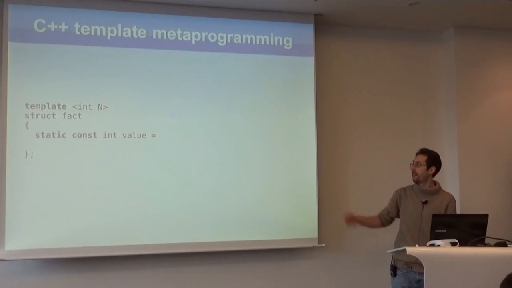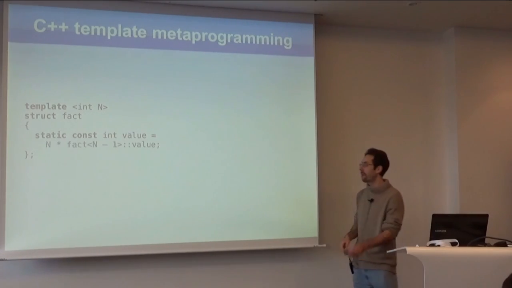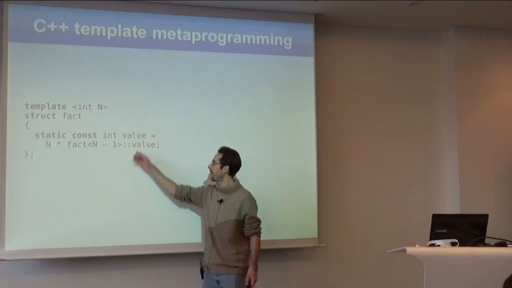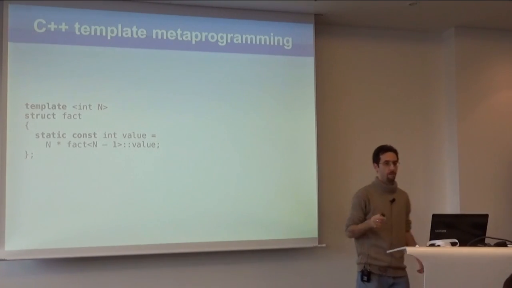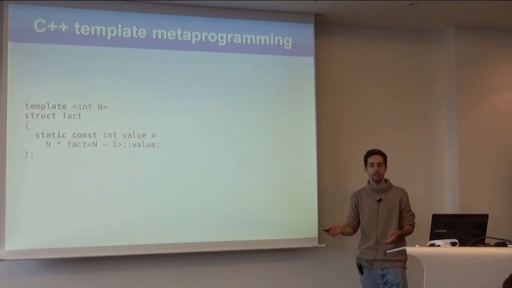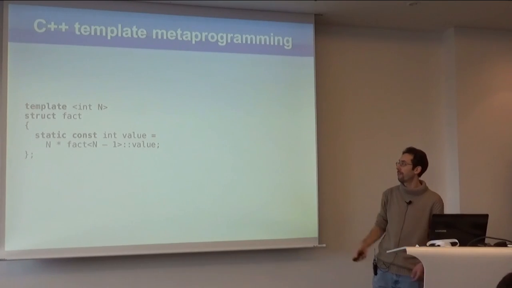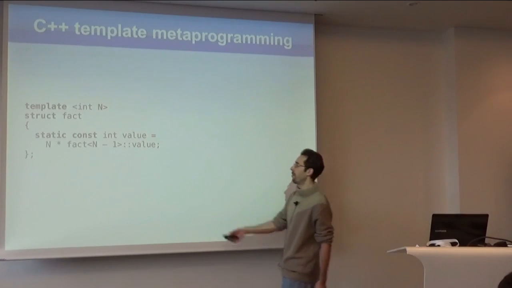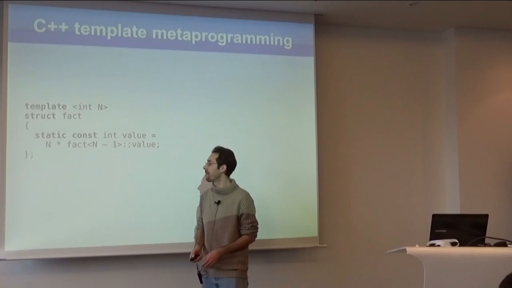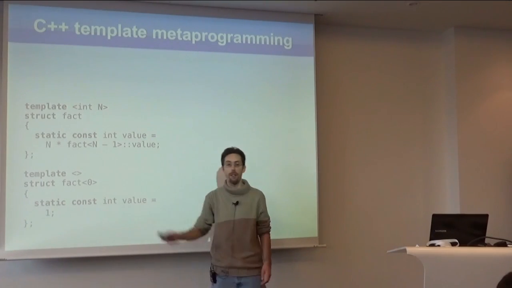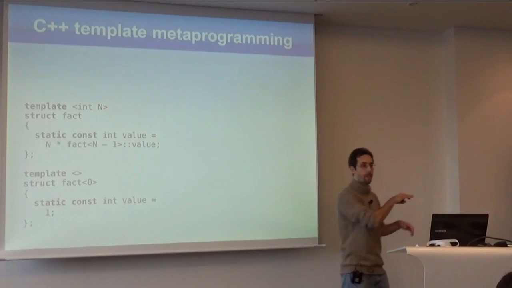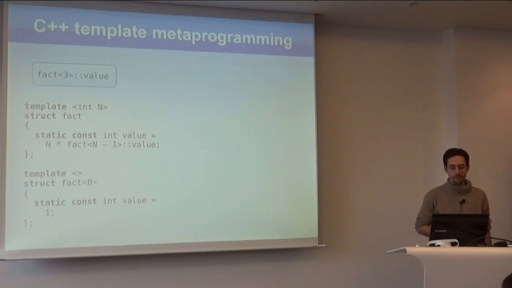So that's the idea. And the way you can implement it is that you say, OK, the factorial of n is n times the factorial of n minus 1. So you use a recursive formula to calculate the factorial. Of course, you need to stop recursion. So you specialize this factorial template class and say that the factorial of 0 is 1. And this thing will stop recursion.